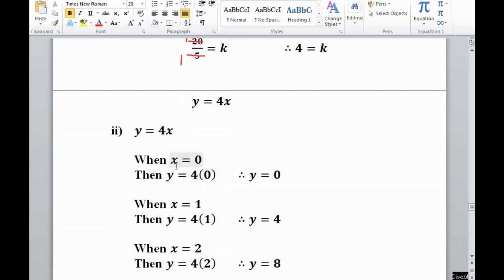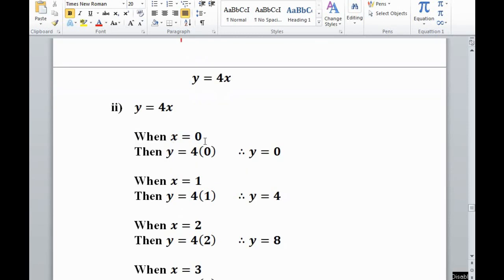So let's take the first value for x. When x is equal to 0, this is called the input. By putting this value of x in the equation, we can find the output, which is the value of y. When x equals 0, in y equals 4x we get y equals 4 multiplied by 0, which equals 0. So the first ordered pair is (0, 0). When x is 0, then y equals 0.